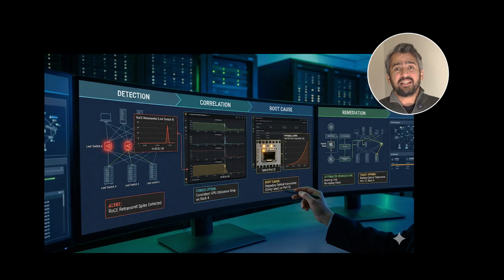Even with these dashboards, a human cannot watch 100,000 metrics. This is where AIOps comes in. We are using AI to manage the AI network. Imagine this workflow. The AIOps system sees a spike in retransmits on leaf switch 4. It checks DCGM and sees a GPU utilization drop in the same rack 4 at the same millisecond. It checks the physical layer and sees that pre-FEC error rate on optical port 32 is climbing.